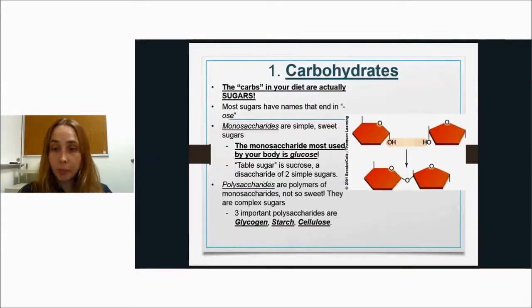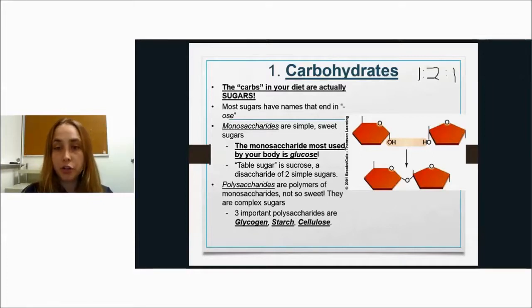So the first macromolecule is carbohydrates. Carbohydrates are literally hydrated carbon. So remember that for every carbon atom, there is a molecule of water. It creates a 1 to 2 to 1 ratio. So 1 carbon, 2 hydrogen, and 1 oxygen. The carbs in your diets are actually sugars. Most sugars have names that end in ose, O-S-E.